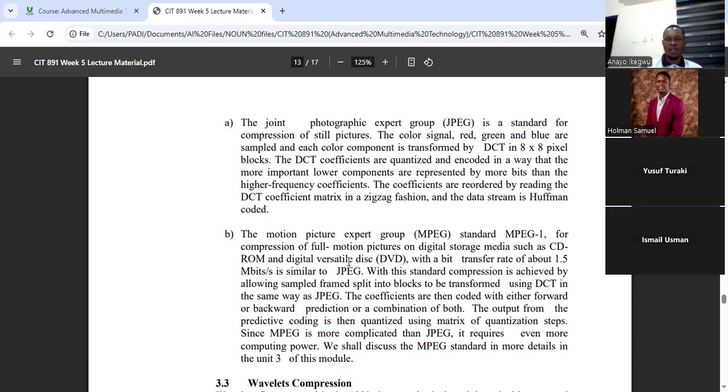The coefficients are reordered by reading the DCT coefficient matrix in zigzag form, and the data stream is Huffman coded. We have discussed Huffman coding before in our previous class. The 8 by 8 block is in matrix form, but it has no fixed order. It can go up, can go down, just like that. But you don't have much to do here. Just note the standard. If you are asked, just mention the two standards.